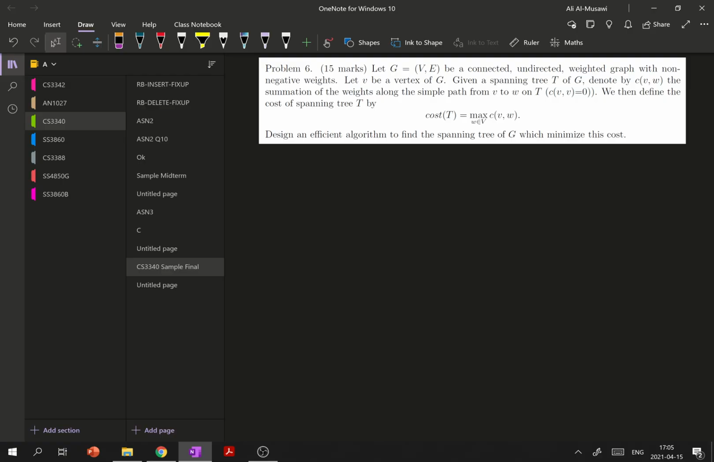We're given a connected undirected weighted graph with non-negative weights, and we're also given a vertex v. We need to find a spanning tree of G such that the cost given here is minimized. What is this cost exactly? C of T is the max over w in V of C_T(v, w).